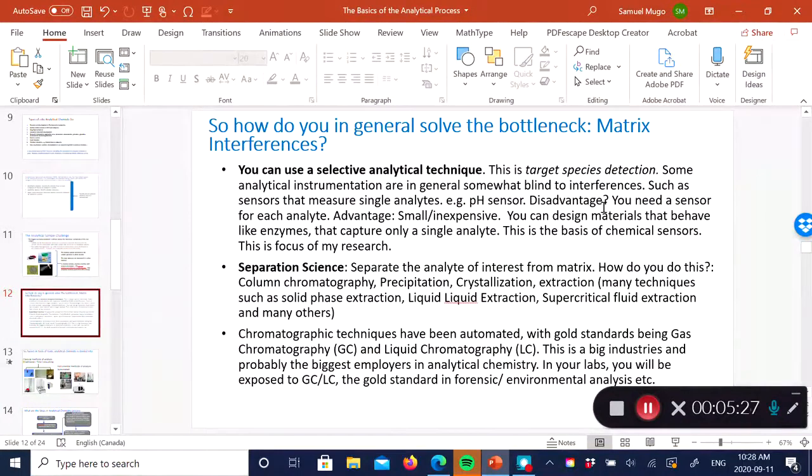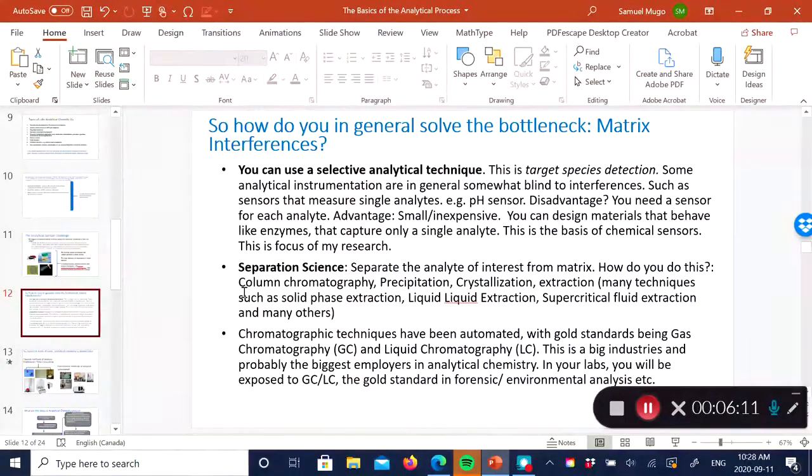Now, the disadvantage with chemical sensors is the fact that you need a sensor for each individual analyte. And that's why in a lab, such as an environmental lab, where you're often dealing with so many different types of analytes, it becomes a challenge to get a chemical sensor for each and every different analyte that you're interested in. Maybe another advantage though is that these devices are small, they're inexpensive, and often you can take them to the field where you're doing the analysis. So that's one way of solving the matrix interference, the bottleneck of sample analysis.